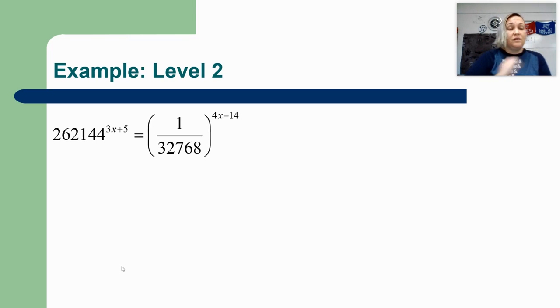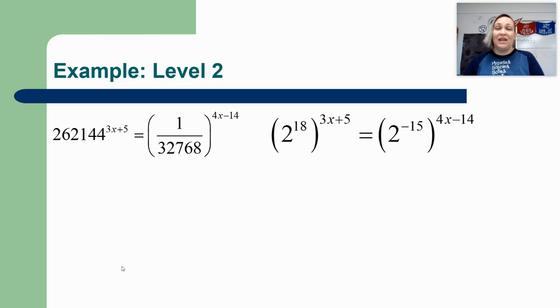So we said that the left side is going to turn into a 2 to the 18th. Now the right side does not turn into a 2 to the 15th. It was a fraction, and we talked about this yesterday. If we want to flip the fraction upside down, we need to make it a negative 15. So 2 to the negative 15th.